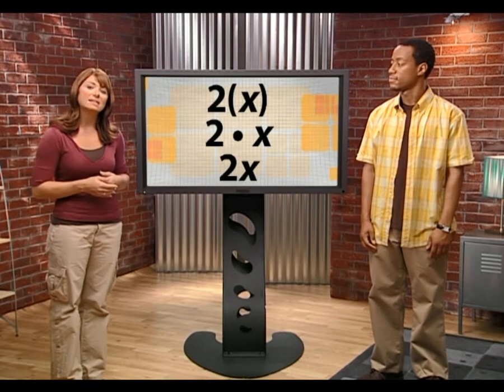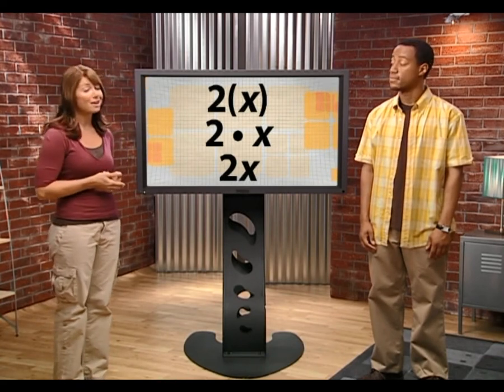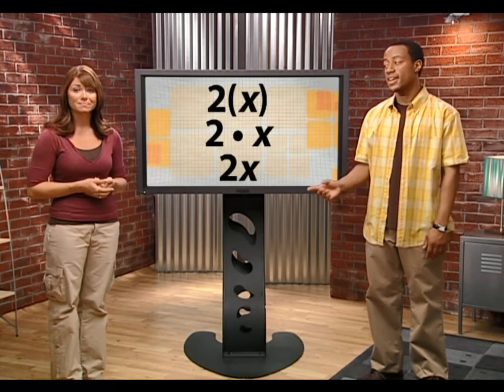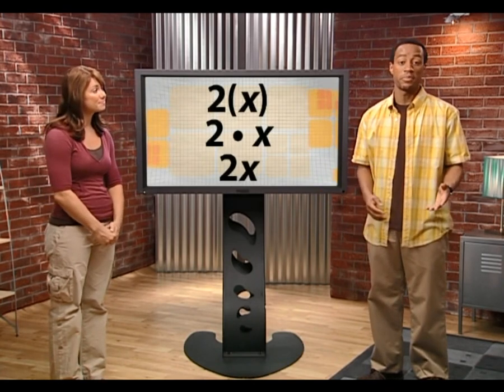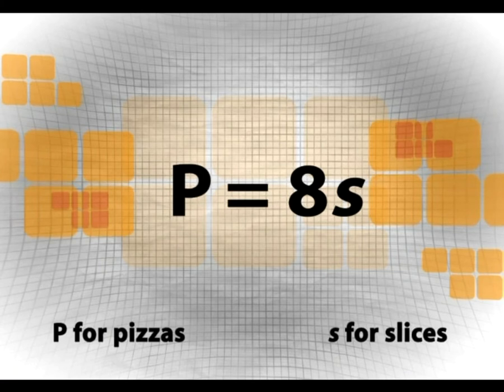What's important to understand is that a variable represents a number or set of numbers, not a thing. In this case, x represents the number of pizzas with toppings, not the actual pizzas themselves. That's a common mistake, using variables as labels. For example, if we wanted to write an expression to represent the total number of slices in any given number of pizzas, P equals 8S seems like it would work, right? I mean, P for pizzas and S for slices seems like it would make sense.